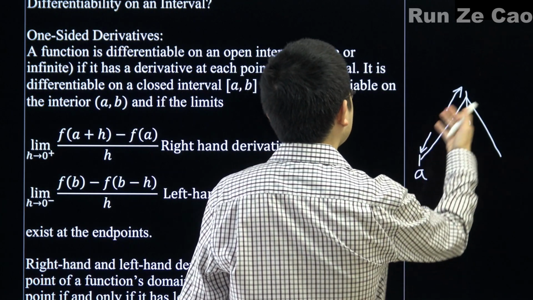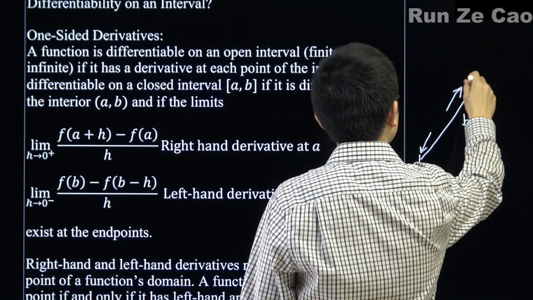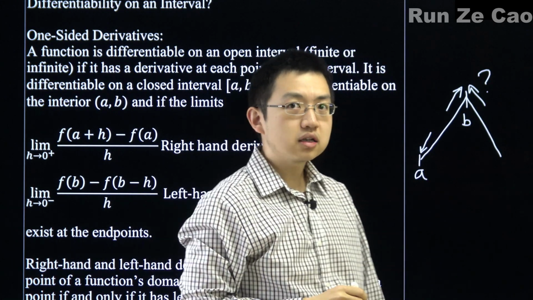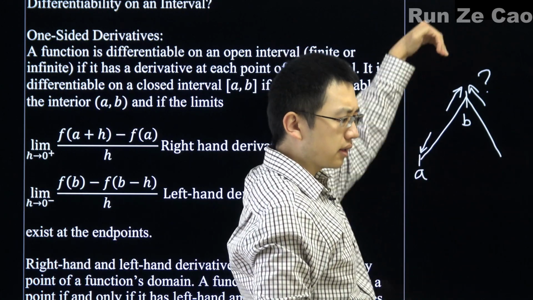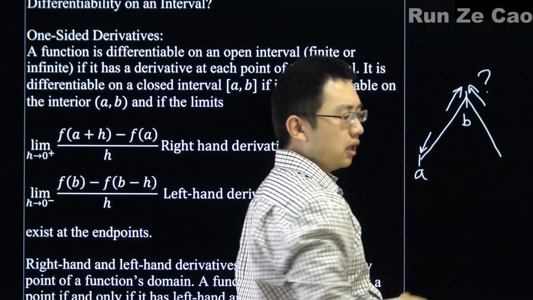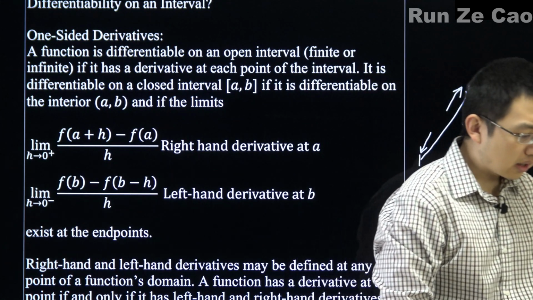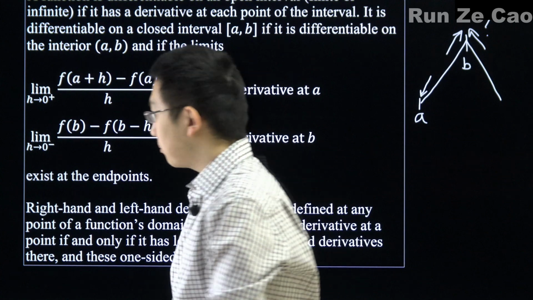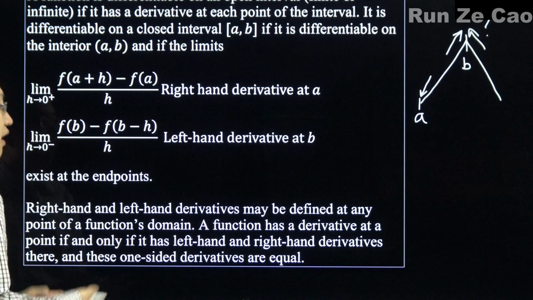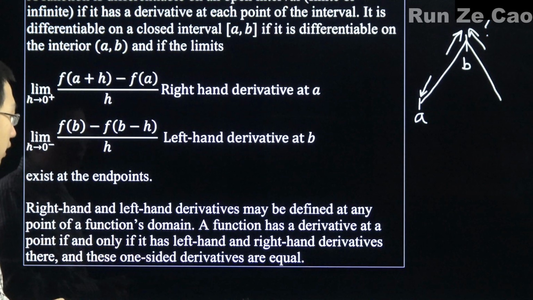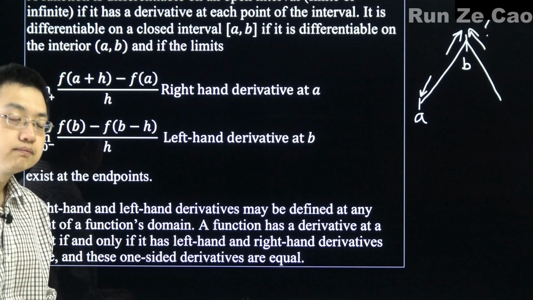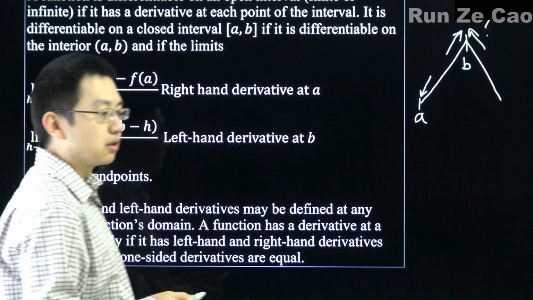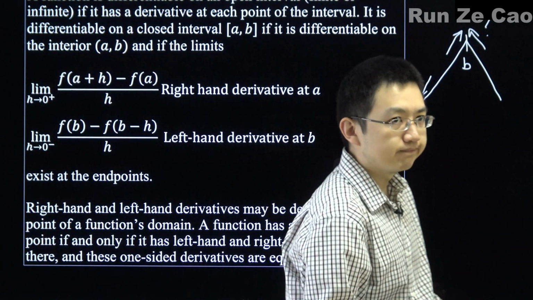So what happens when we find the right-hand derivative at B? Well, we find that, oh, this is a positive value, that's a negative value. Well then, that tells us that the function does not have a derivative at that point because the left and right-hand derivatives are not equal. Although it does have left-hand and right-hand derivatives there.